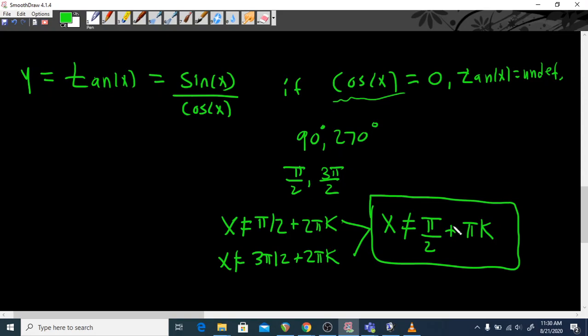But these values are not part of the domain, right? So for the domain, I have to use set notation. It's going to be the set of all x such that x is not pi over 2 plus pi k, where k is any integer, and x is any real number. Okay.